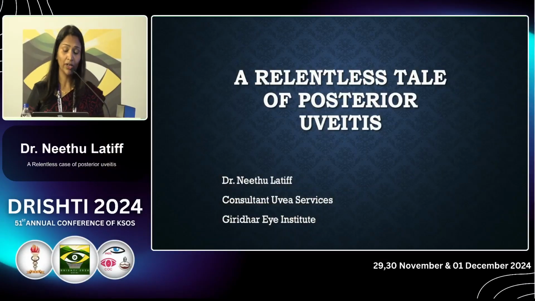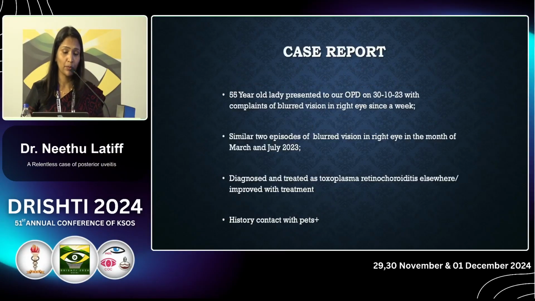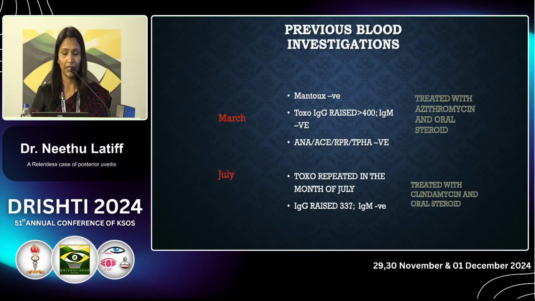Good afternoon all. I'll be presenting a relentless tale of posterior uveitis. Case report: a 55-year-old lady presented to her OPD with complaints of blurred vision in the right eye since a week, similar to episodes of blurred vision in the right eye in the months of March and July 2023. Diagnosed and treated as toxoplasma retinochoroiditis elsewhere, improved with treatment.